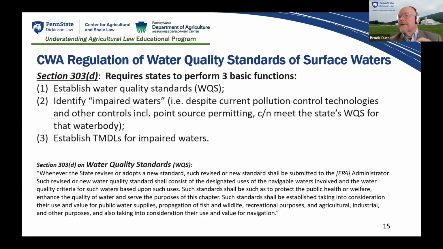Such standards shall be established taking into consideration their use and value for, and here's the litany of uses: public water supplies, propagation of fish and wildlife, recreational purposes, and agricultural, industrial, or other purposes, and also taking into consideration their use and value for navigation. Okay, that's it. That's all the statute says with regard to how a state is to establish water quality standards. It's certainly true. They did write statutes differently back in those days.